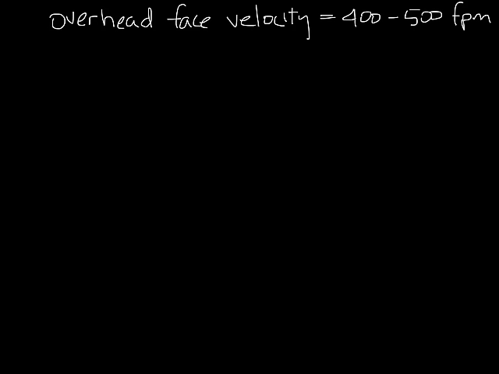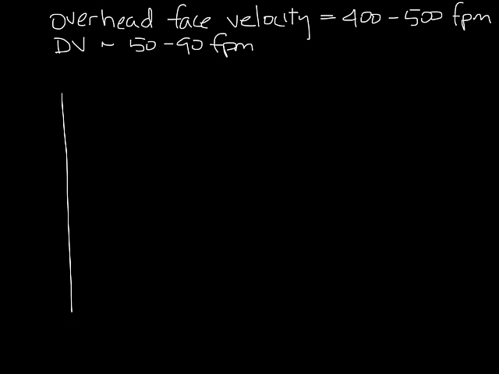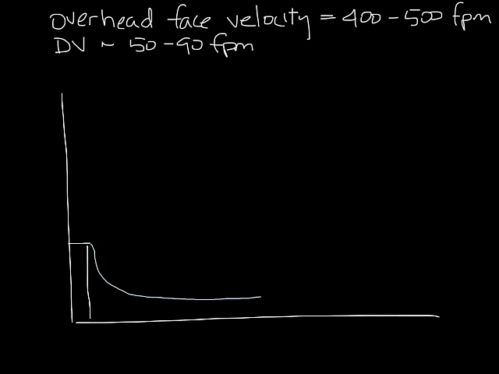The low velocity is also important. In an overhead system, the face velocity of a diffuser can be 400 to 500 feet per minute. In a displacement ventilation system, it's usually closer to 50 to 90 feet per minute. Let's draw a room with the diffuser in side view. The cold air will slowly leave the diffuser and travel along the floor into the space.